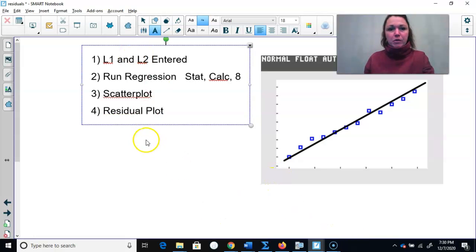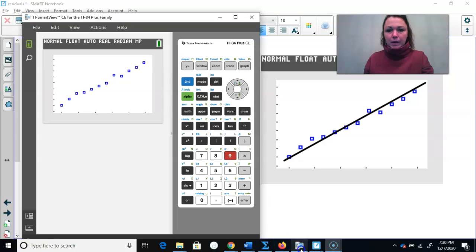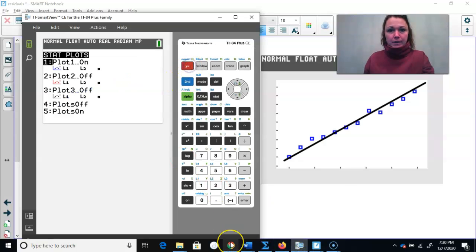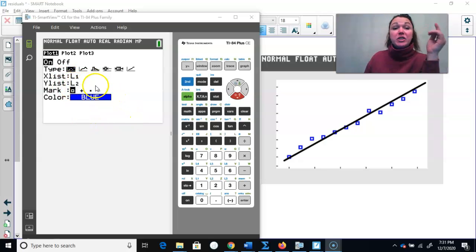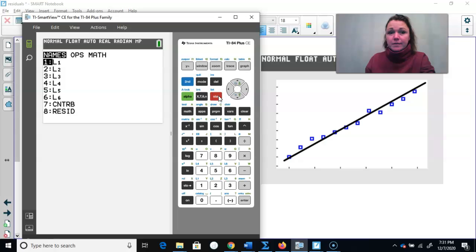And you have to do steps 1 through 3 before you can get to step 4. Okay. So I'm going to go to second, y equals. I'm going to hit enter on plot 1. And then I'm going to go to my y list right here. And what I want to do, you guys, is I need to change this to what's called resid. Okay, so I need to change it to the residuals. My X list is going to be my X axis and my Y list is going to be the residuals. So how I do that is I'm going to go second, stat, and I'm going to go all the way down to number 8.